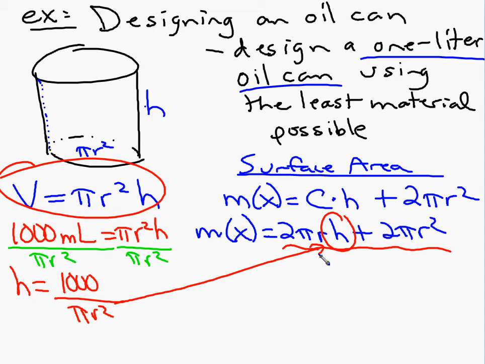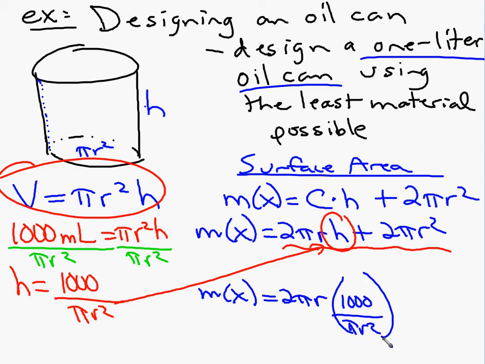And I will have that the surface area is equal to 2 pi r times 1,000 over pi r squared plus 2 pi r squared. So we've got a little bit of simplifying to do before we can start tackling this problem. I've got an r situation. I can get out the slasher, and I'm going to be left with an r down there. Oh, the pi's go away here. That's good news.